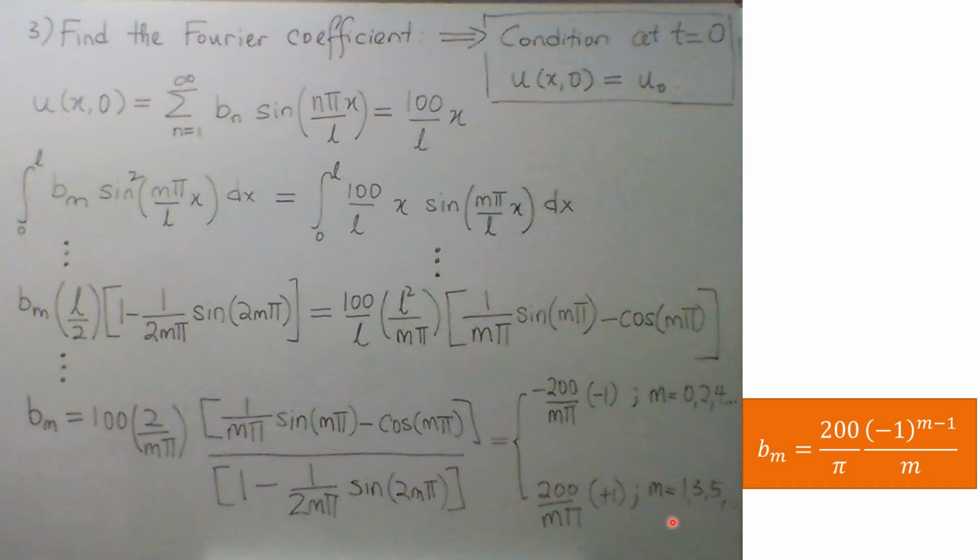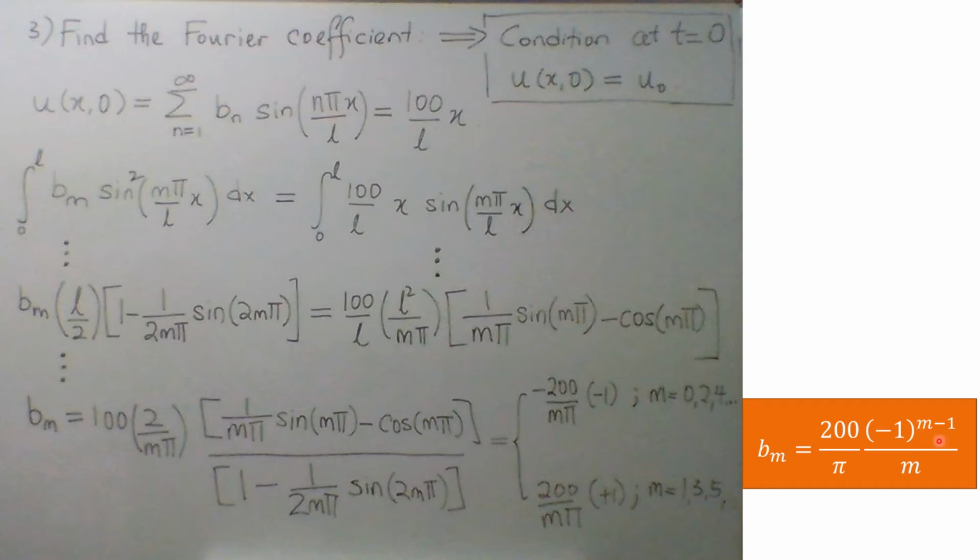On the other hand, if you have odd numbers for m, then this whole thing is positive, so you will have these two solutions. Then, in order to write it in a nicer form, you can write the coefficient as 200 over pi, which is obtained from here, and then you have negative 1 to the power of m minus 1, divided by m. The m here comes from this term over here, and the negative 1 to the power of m minus 1 is obtained in order to take into account the effect of even or odd numbers.